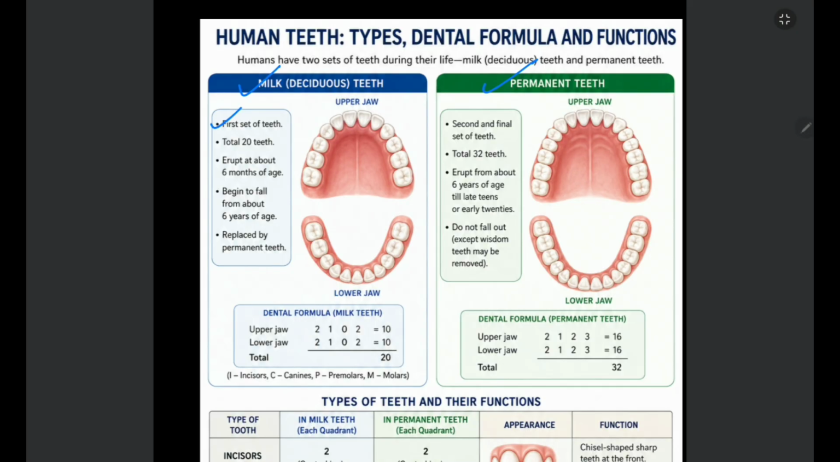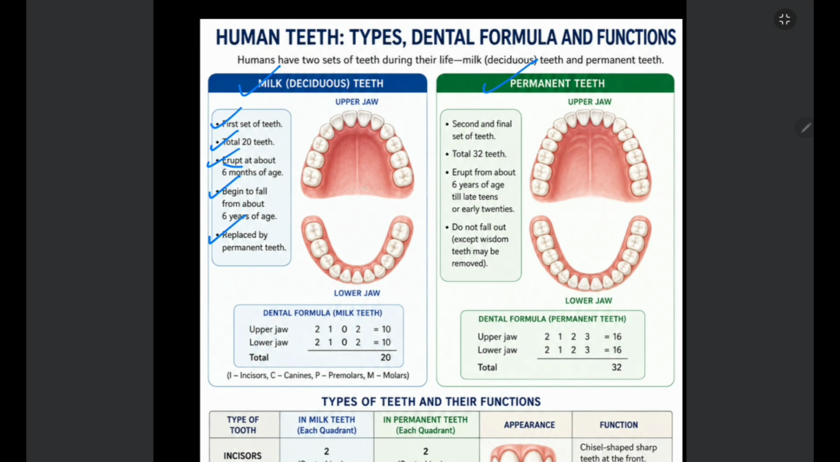These are the first set of teeth. They are totally 20 in number. They erupt at the age of 6 months and they begin to fall at the age of 6 years. And they are replaced by permanent teeth.